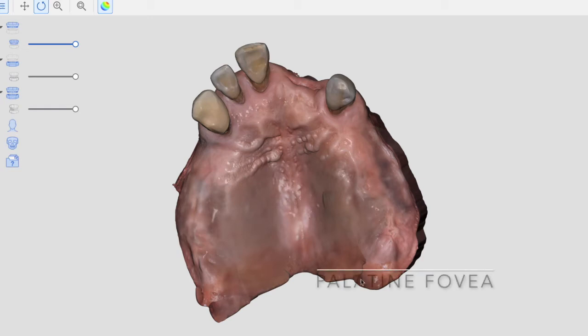And the next one is the palatine fovea. So these are indentations near the midline of the palate formed by a coalescence of several mucous ducts. And there are two indentations, you could find them right in the midline of the palate. It's called the palatine fovea.